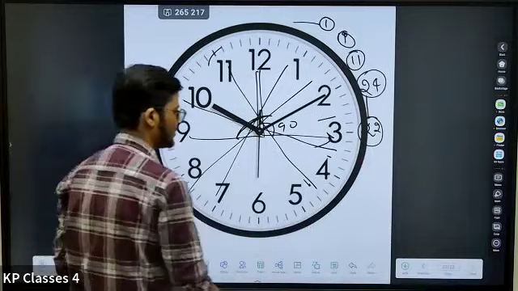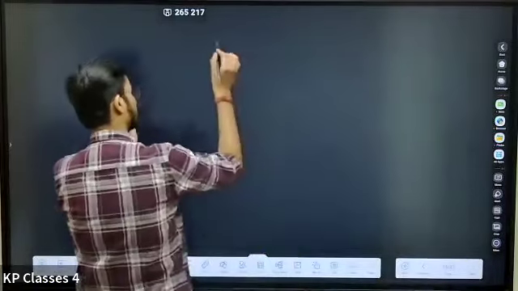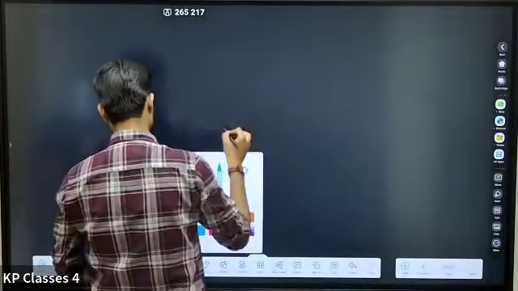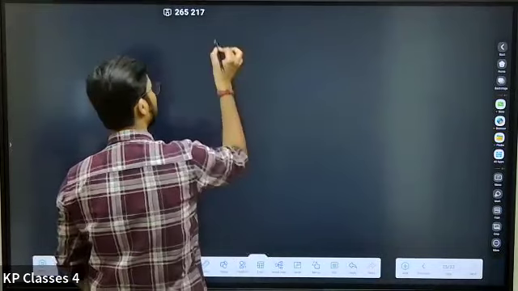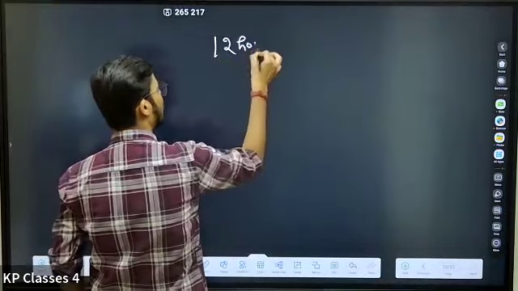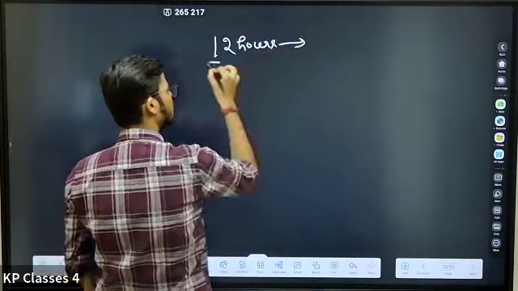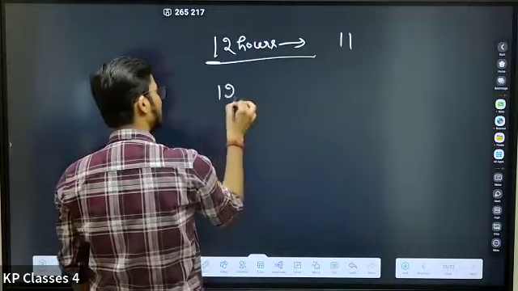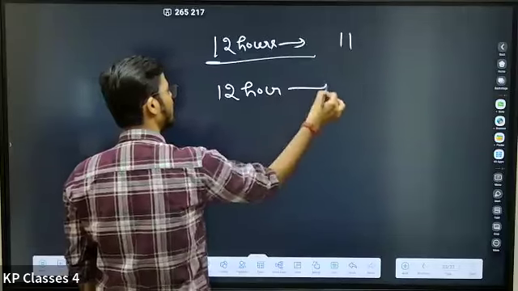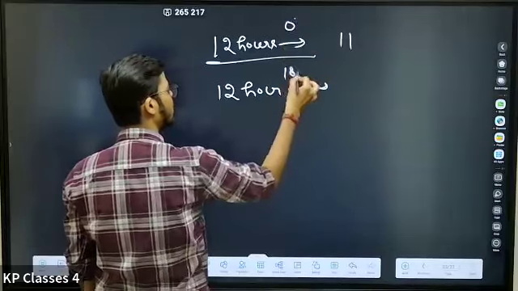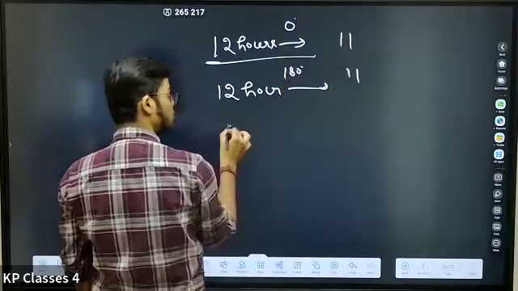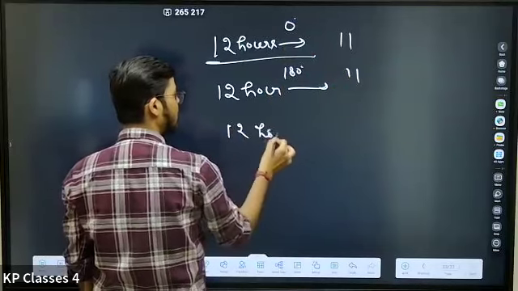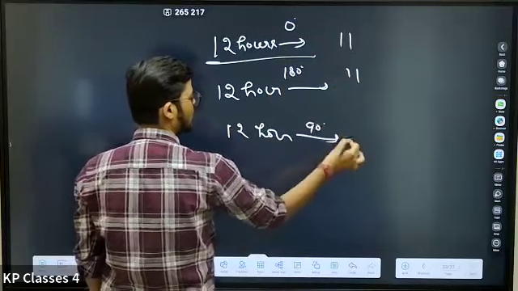Let me quickly summarize it. What we have done: in 12 hours, how many times will the hands of the clock overlap? 11 times. In 12 hours, how many times will the hands of the clock make an angle of 0 degree, 180 degree? 11 times. In 12 hours, 90 degree, 22 times.